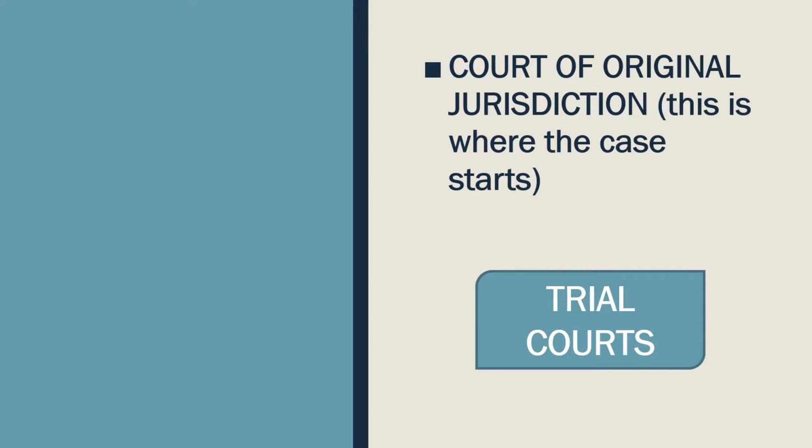Now, I put here that this is the court of original jurisdiction, and you'll learn in other parts of this module and submodule that the word jurisdiction refers to power or authority. Specifically, jurisdiction is the power that a court has to render a binding decision in a case. So when I refer to this as the court of original jurisdiction, this is probably where the case begins.